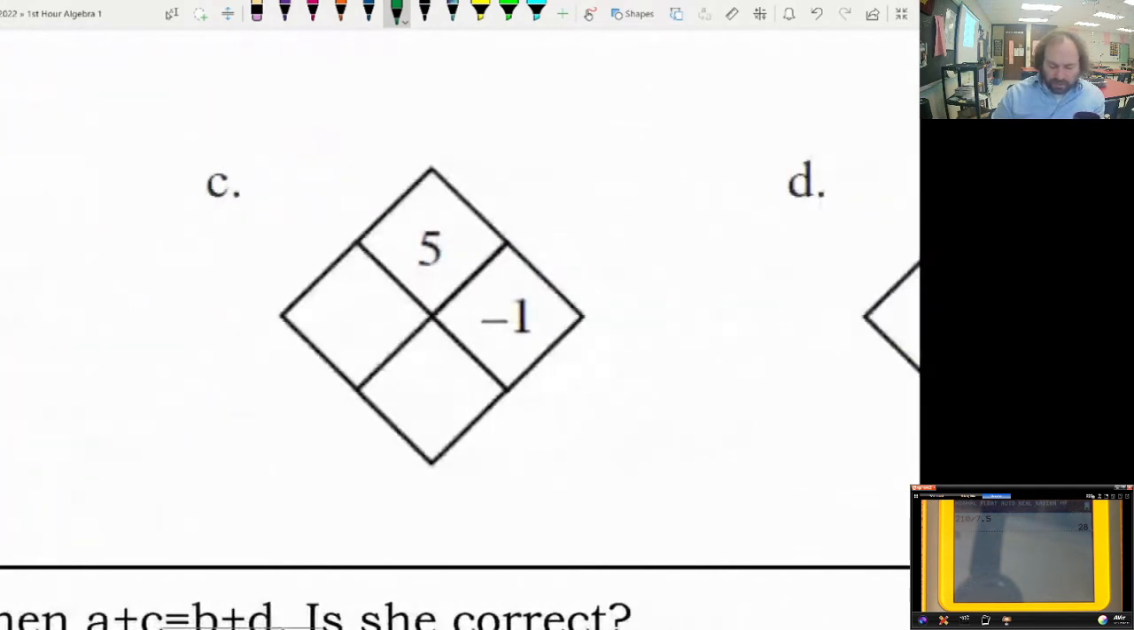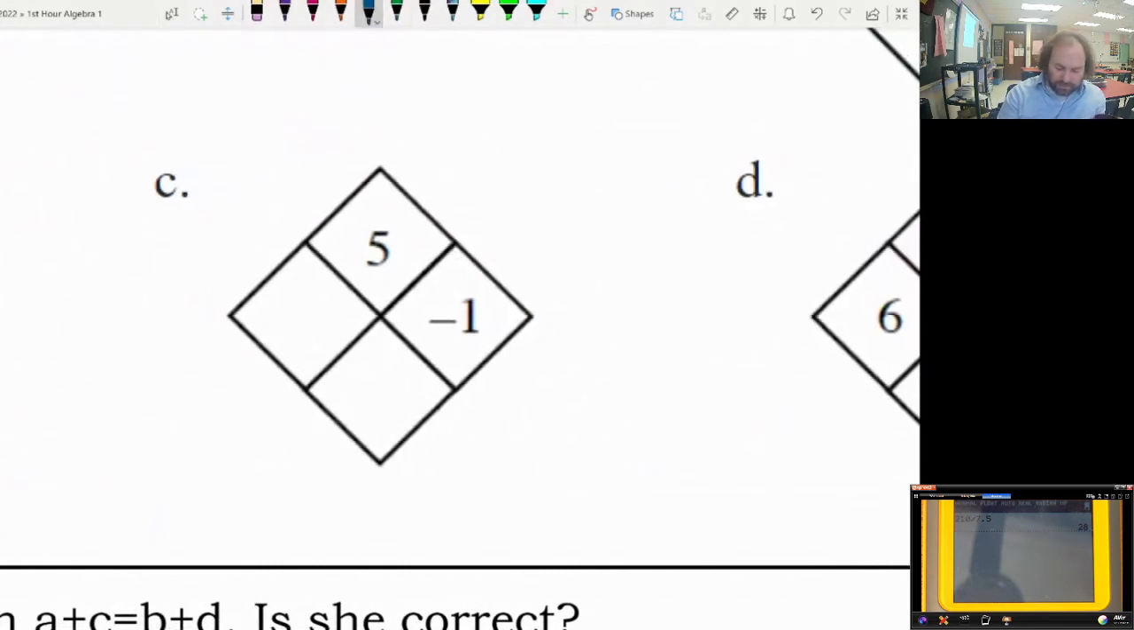Over here, once again, we're kind of solving the same kind of problem we did in the first question. -1 times what is going to give us 5? That's got to be -5 right there. And then if you add them together, -6.